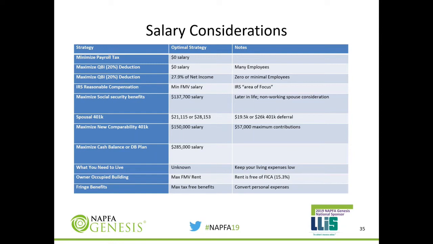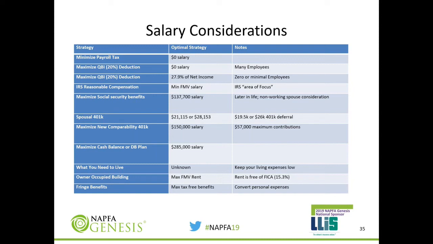A spousal 401k is one of my favorite strategies. Once again, if you're under 50, pay them $21,115, subtract out their portion of the Social Security and Medicare, and it leaves you $19,500 to put in a 401k. Likewise, for those above 50, that number is about $28,000. There's no reason to pay more, unless you're trying to follow one of the other strategies, like maximizing Social Security benefits. These are the numbers that optimize that particular salary.